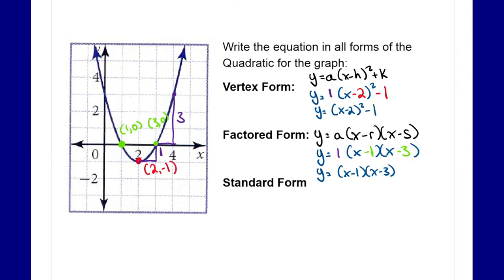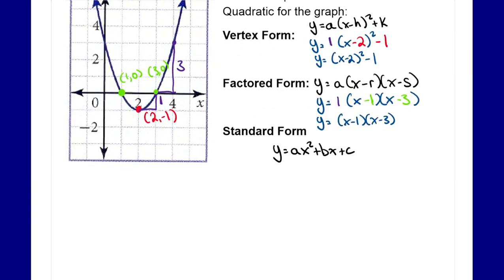Now for our standard form, we haven't quite dealt with it a lot, but our standard form will be in the form y equals ax squared plus bx plus c. We haven't dealt with this form before, but it does look like a trinomial, and we've dealt with trinomials before. So if I look at my factored form as a product of two binomials multiplying each other, I can expand them, similar to what we did at the beginning of this unit.